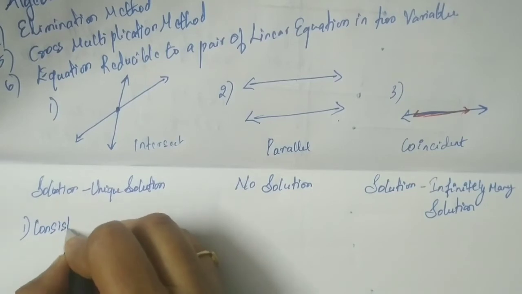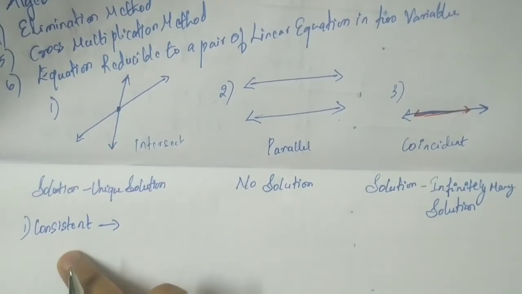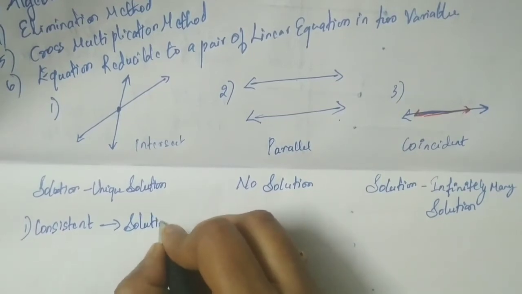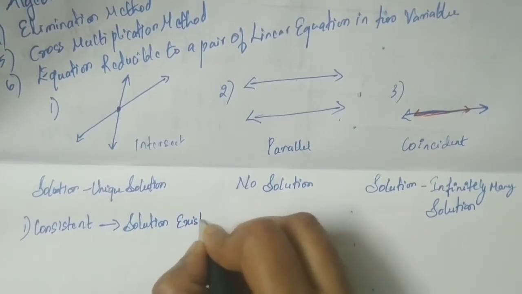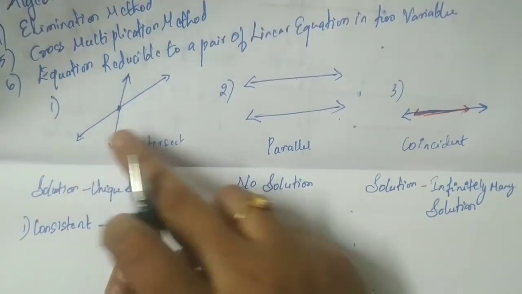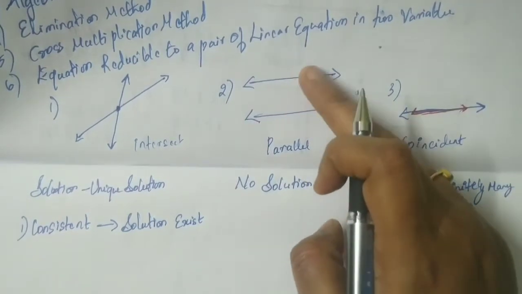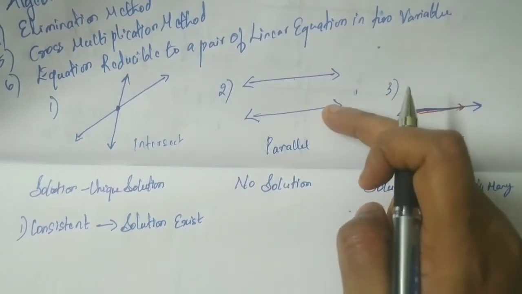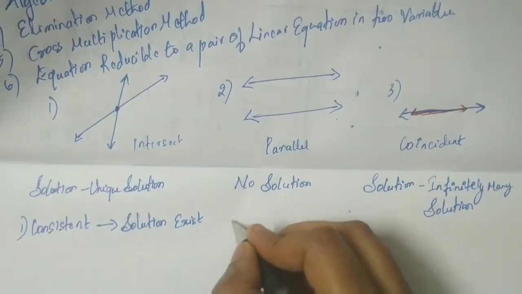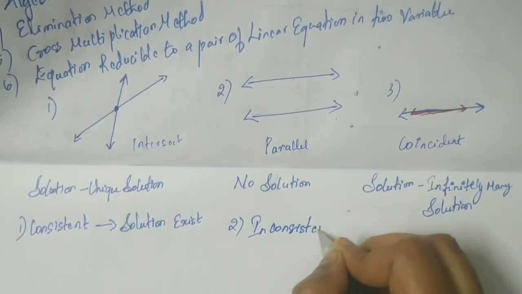So let us now study the concept called consistent and inconsistent. Remember, consistent means just keep in mind there will be a solution. Consistent means the solution will exist. What I said, solution is nothing but the point where both the lines touch each other. Parallel will not have a solution. Coincident will have infinitely many solutions. So consistent means a solution exists. Inconsistent means there is no solution.